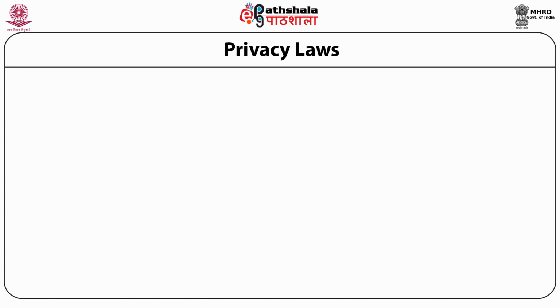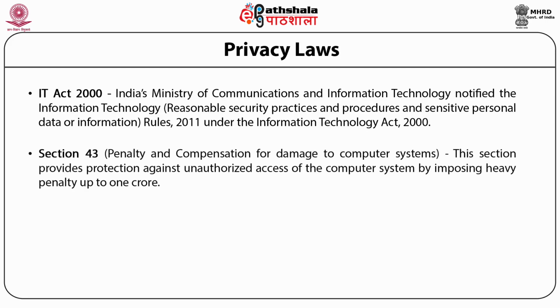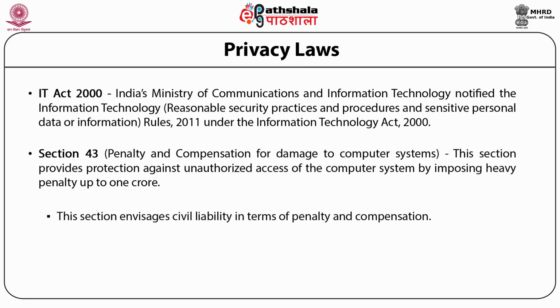We will now look at the different privacy laws present in India, the first being the Information Technology Act that came up in the year 2000. India's Ministry of Communication and Information Technology notified the Information Technology (Reasonable Security Practices and Procedures and Sensitive Personal Data or Information) Rules, 2011 under the IT Act 2000. Section 43, Penalty and Compensation for Damage to Computer System. This section provides protection against unauthorized access of the computer system by imposing a heavy penalty up to 1 crore. This section envisages civil liability in terms of penalty and compensation.